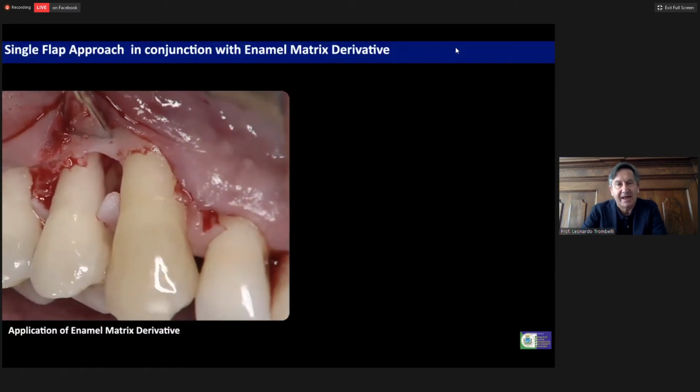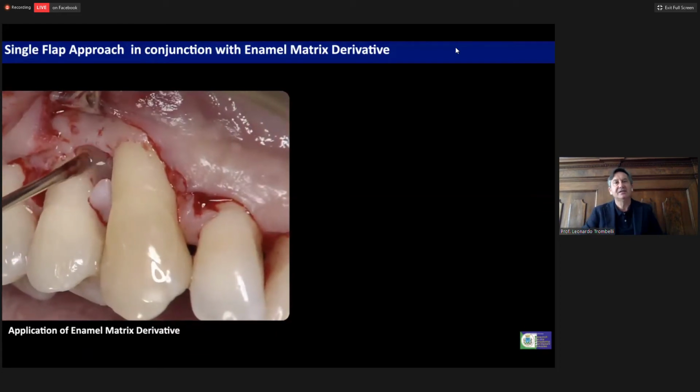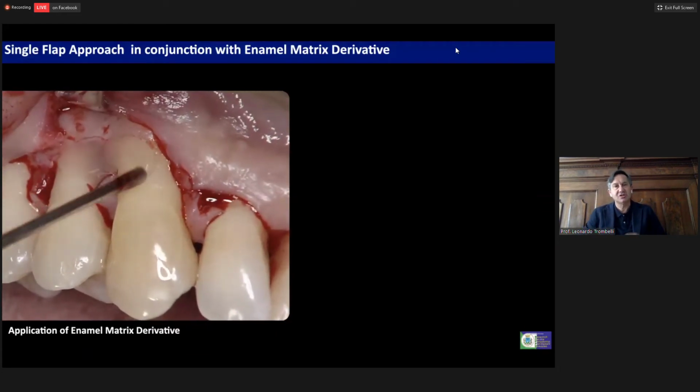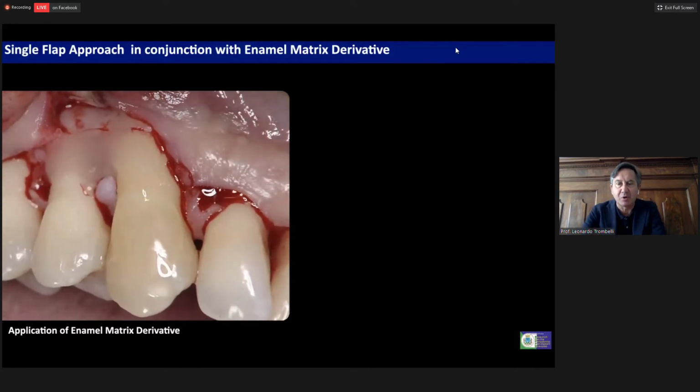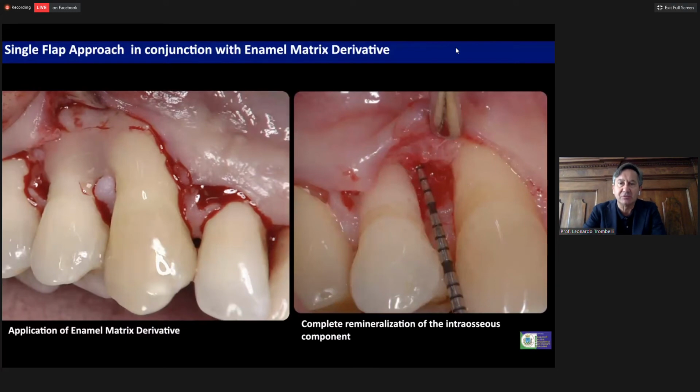You see that now we are ready to apply the regenerative technology. In this particular case, we use the enamel matrix derivative that may promote, as you will see here, a complete remineralization of the intraosseous component without using any additional graft biomaterial. So this is the principle. The principle is to try, with the flap elevation, to provide ideal conditions for wound stability that may optimize the regenerative outcome of whatever technology we want to use.